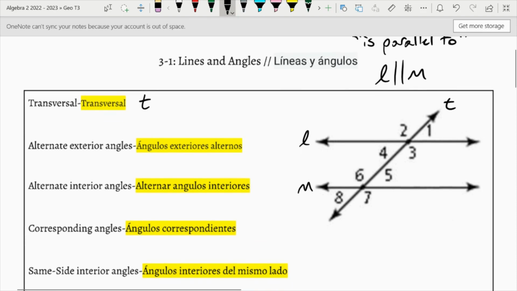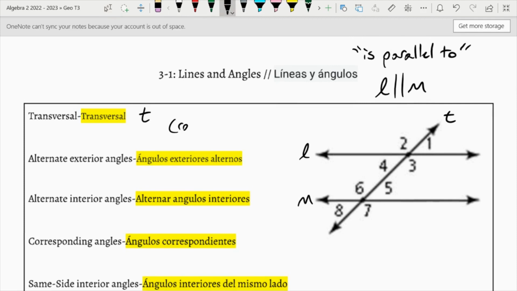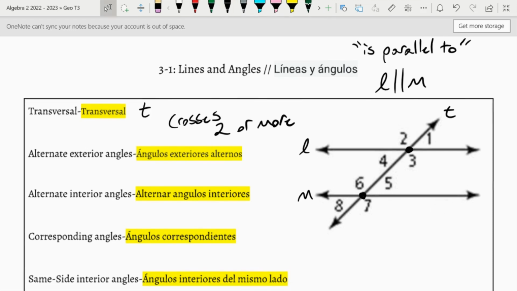Okay, the transversal crosses two or more lines. We can see it crosses line L and M right here, and it makes these 8 angles. We like to classify these angles in a very particular way.